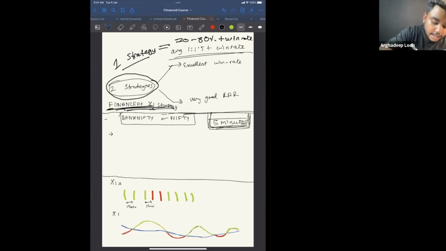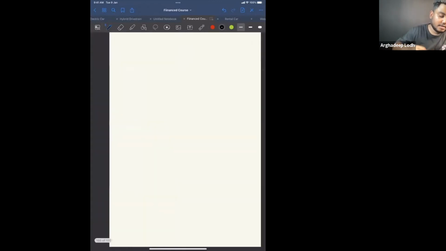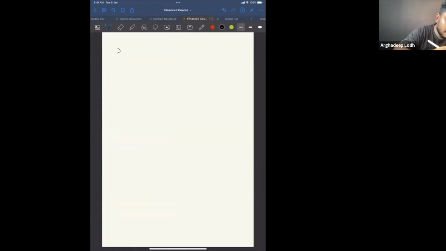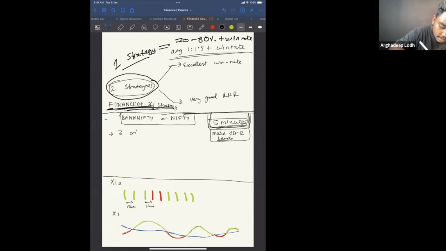You will move the chart to 5 minutes, and then you will make support and resistance levels. Now we will take entry on breakout. We'll take entry on breakouts. How will you take entry? We will take entry when the price for entry. There are 3 criteria for entry. Number one is the price has to respect the basic support and resistance level.